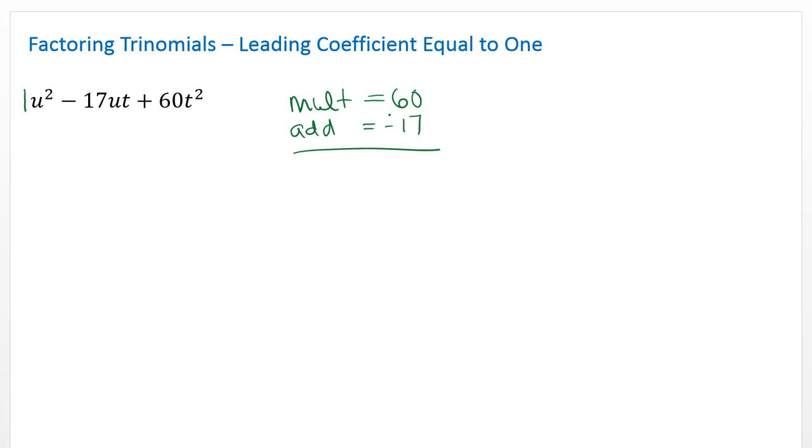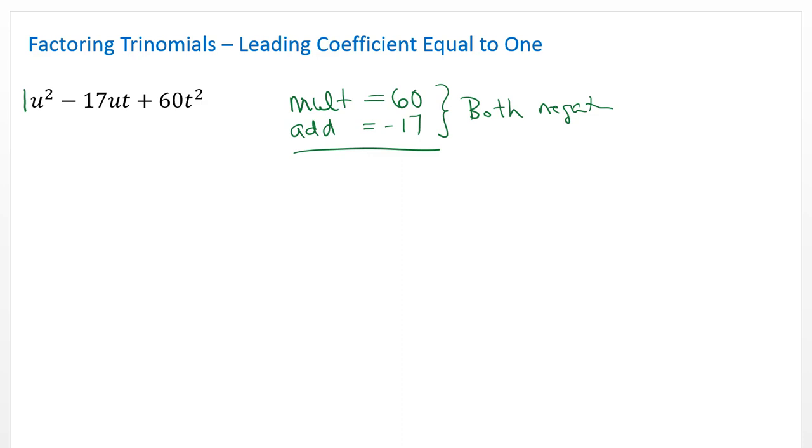How am I going to do that? Every single time your last term, or your multiply term, is positive, yet your middle term is negative, this implies that both numbers are negative. On the other hand, if the last term was positive and the middle was positive, both numbers would be positive. It's a different story if the last term is negative. Then one of your numbers is positive and one's negative, but that's not what we have here, so we know both are negative.